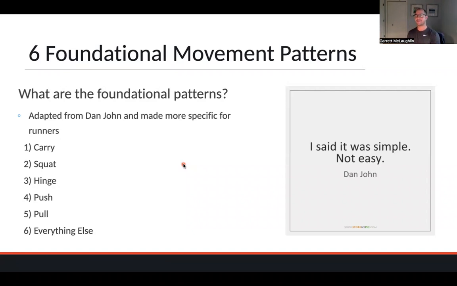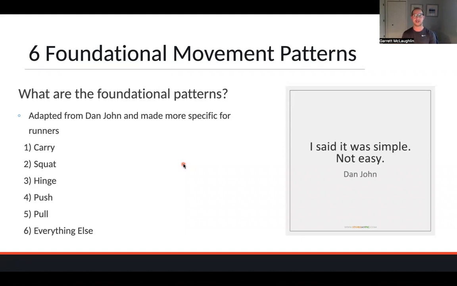So what Dan John said, and one of my favorite quotes from him, is, I said it was simple, not easy. So this system is extremely simple, right? It's a way to categorize your exercises in movements. So if you have these key components within your program, there's a good chance you're not missing a whole lot. There might be better exercises for you, or they might need to adjust and change and increase and progress over time.